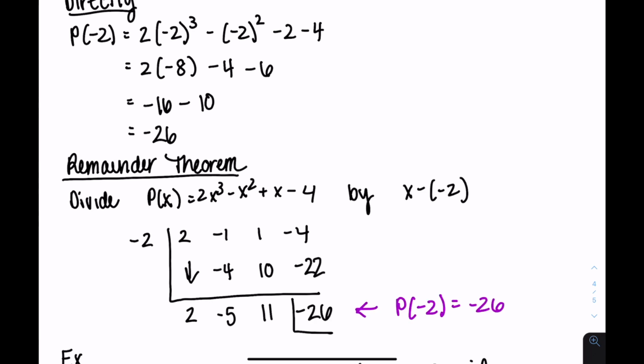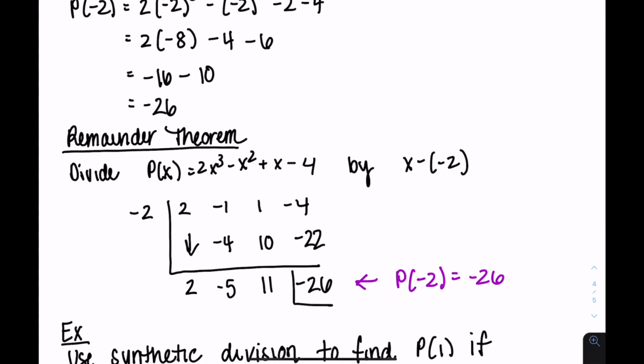So the thing left over is our remainder term, or our remainder, so that tells us p of negative 2 is negative 26. So either method is going to work. The benefit of doing this is if it's a 0, it's going to help you with factoring, which is something we're going to spend a lot of time with in the next section. Okay.